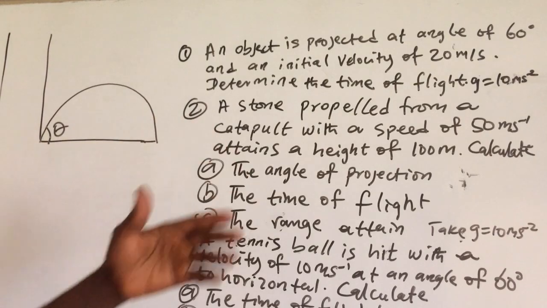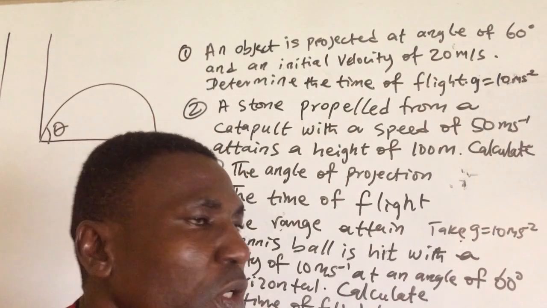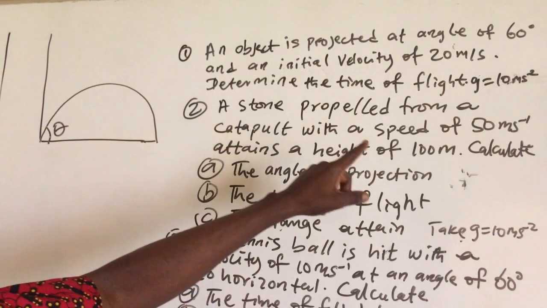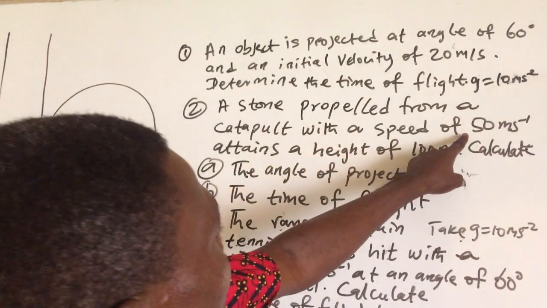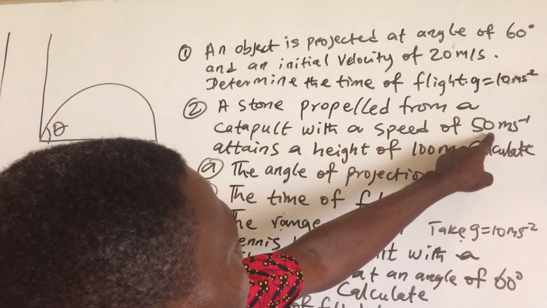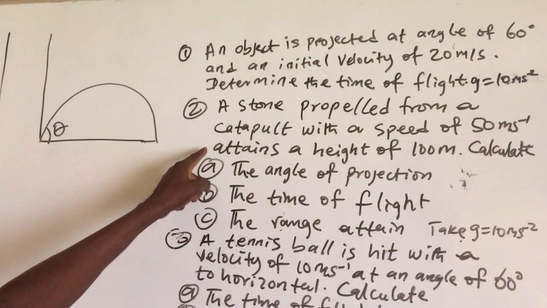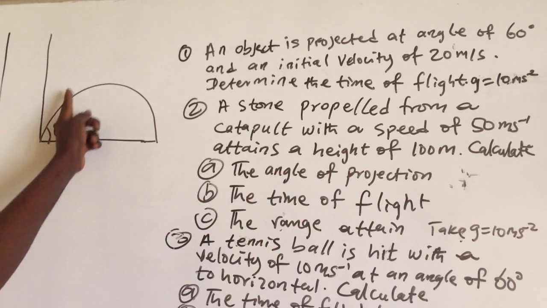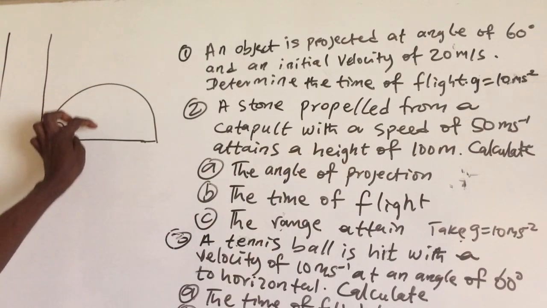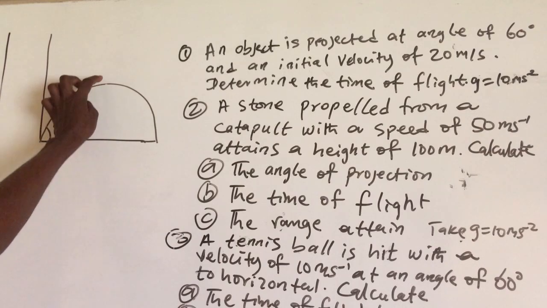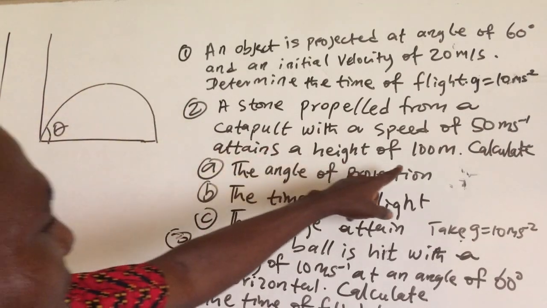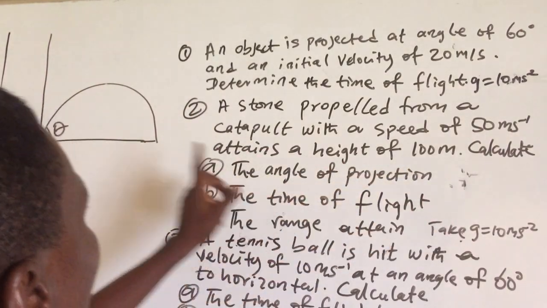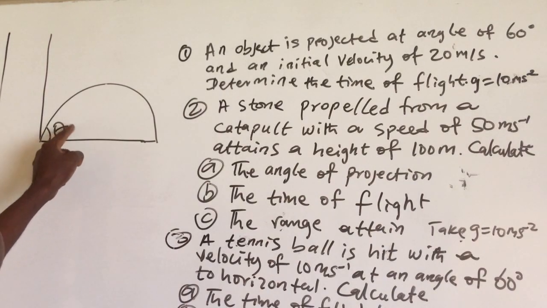But from the question, what is the information given to us? The information given is the initial velocity of the catapult, which is 50 meters per second, and they have given us the height. The height from here to here is the height. They have given us the height to be 100 meters. Now they say we should calculate the angle.